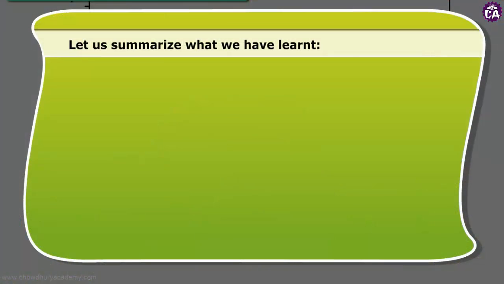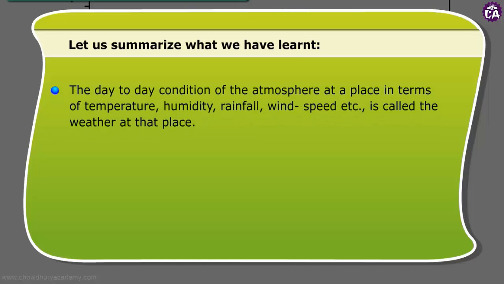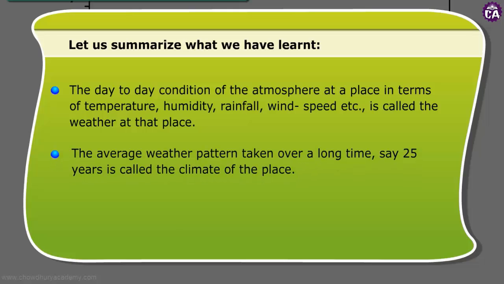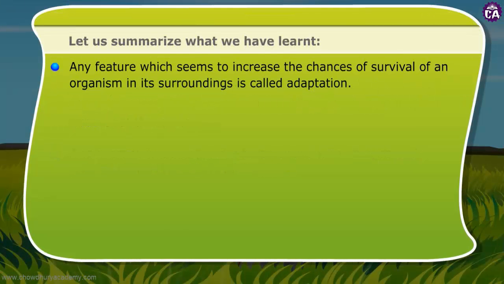Let us summarize what we have learned. The day-to-day condition of the atmosphere at a place in terms of temperature, humidity, rainfall, wind speed, etc. is called the weather at that place. The average weather pattern taken over a long time, say 25 years, is called the climate of the place. Any feature which seems to increase the chances of survival of an organism in its surroundings is called adaptation.